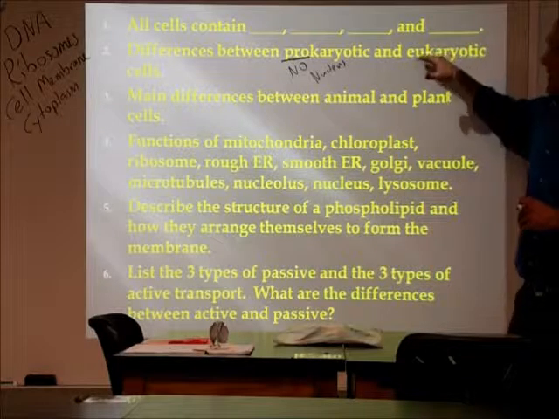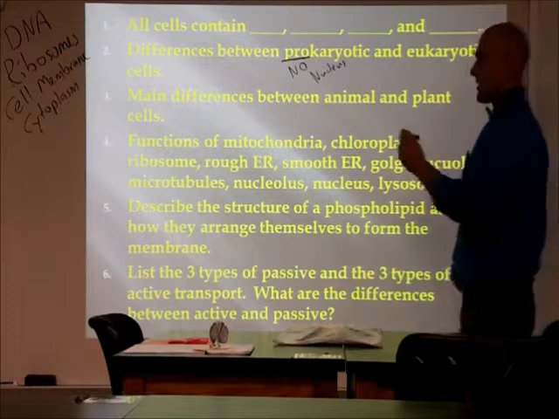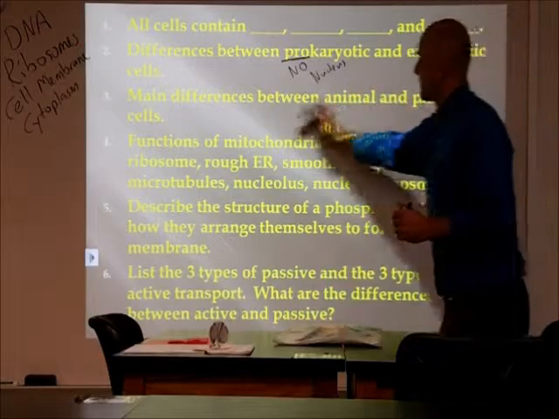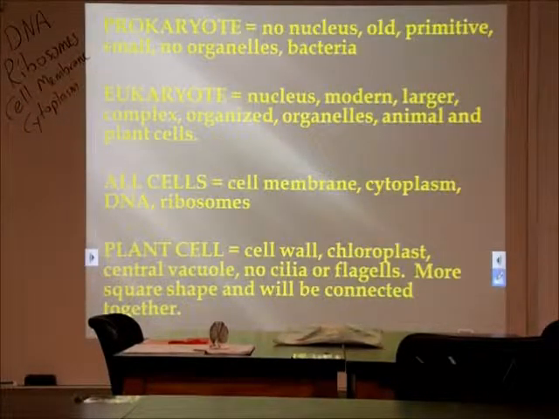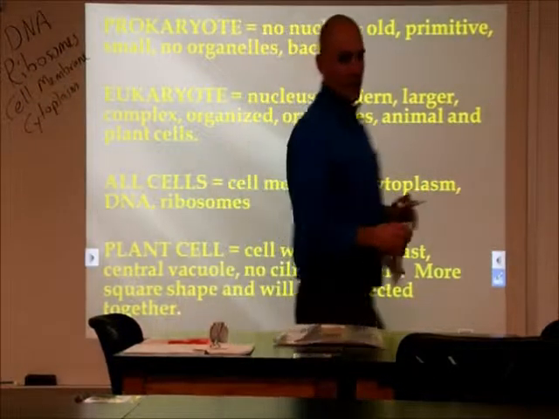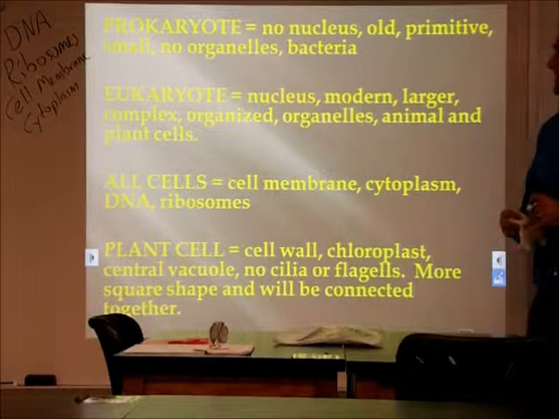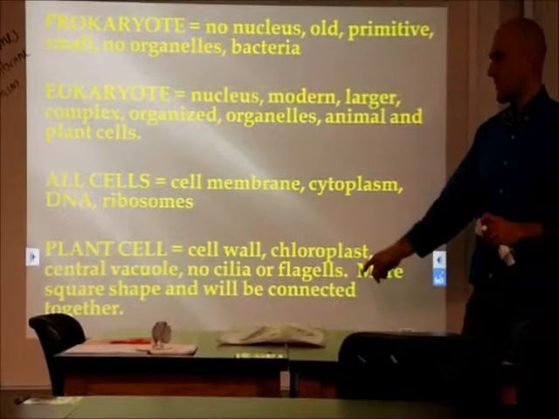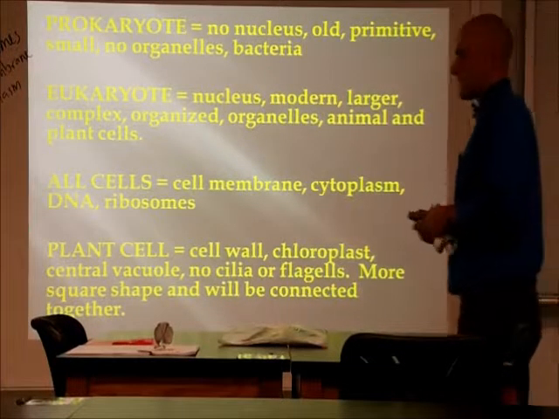Specifically looking at those eukaryotes, we can split them into two groups, plant cells and animal cells. As far as animal cells go, a couple key characteristics. So here's prokaryotes and eukaryotes again. Again, main difference, no nucleus to nucleus. Some of the other differences there are good too. Here's the things all cells have. And here are some important things that plant cells have that animal cells don't.